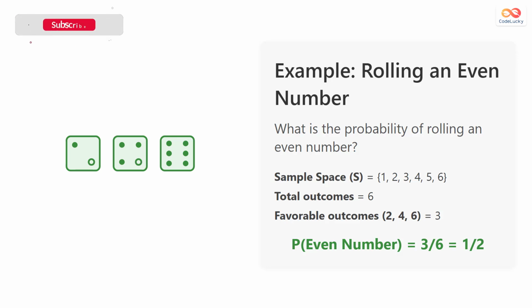Staying with the die, what's the probability of rolling an even number? Again, the total number of outcomes is 6. The favorable outcomes, the even numbers, are 2, 4, and 6. That gives us 3 favorable outcomes, so the probability is 3 divided by 6, which simplifies to 1/2.